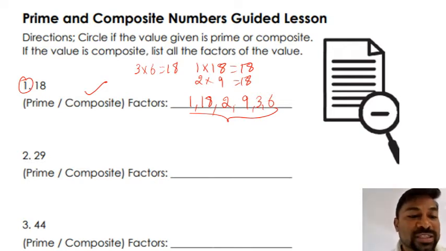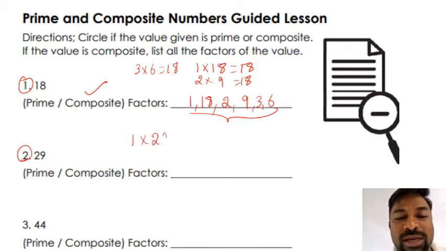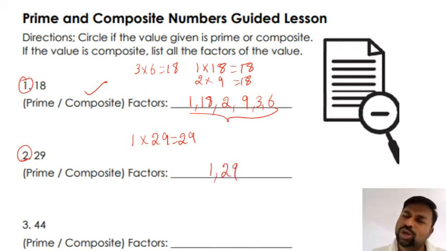Now let us go for the second sum. It's nothing but 29. So in which table does it lie? Shall I check it like 1 into 29 equals 29? Yes. So what are the factors we got? 1 is a factor and 29 itself is also a factor. Do you find 29 in any other table? No, we don't find 29 in any other table.